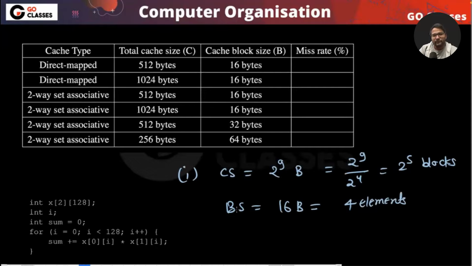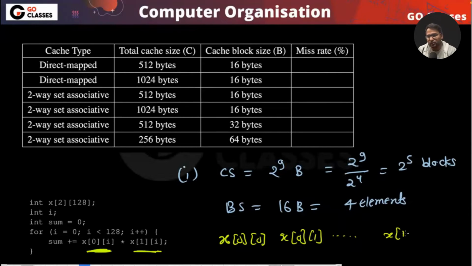Now, what they're asking next is, what is the miss rate? Can you tell me how the array looks in memory? It is x[0][0], x[0][1], and so on. Now they are accessing two elements in one iteration. One is x[0][0], another one is x[1][0], and there are a lot of elements between x[0][0] and x[1][0]. Now they are asking, what is the miss rate?